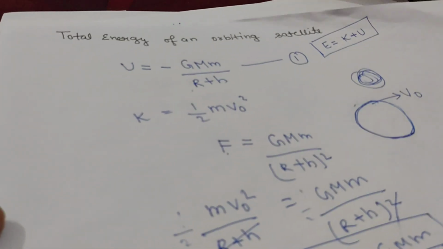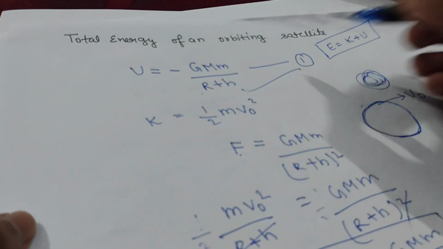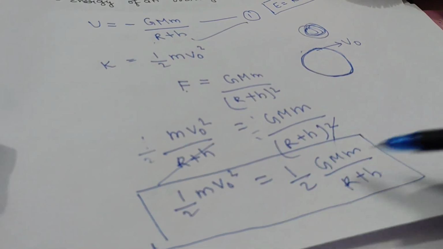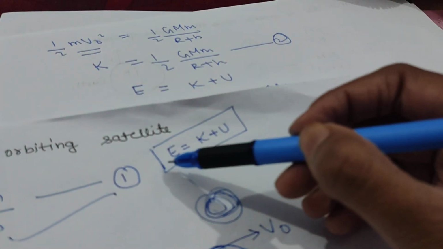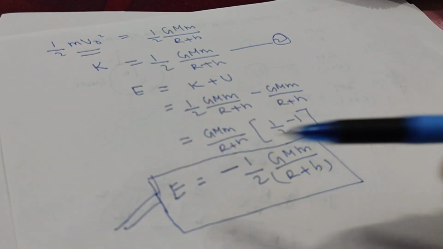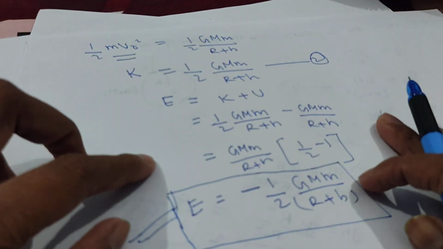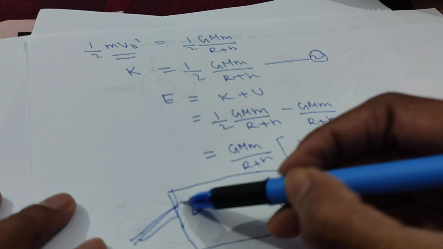That's it. So from here we know the potential energy, and here we know the kinetic energy, and the total energy is E equals K plus U, the kinetic energy plus the potential energy. We add it, and it becomes this.